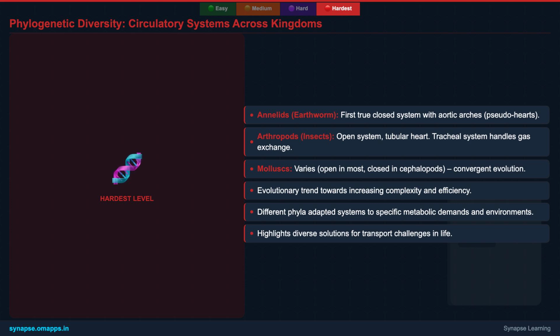Mollusks present a fascinating case of diversity. While most gastropods and bivalves have open systems, highly active cephalopods, like octopuses and squids, have evolved closed systems with accessory hearts, demonstrating convergent evolution for increased activity. This highlights how different evolutionary paths can lead to similar functional outcomes. Understanding these variations provides crucial insight into the adaptive strategies organisms employ to survive and thrive in diverse environments, each system optimized for its specific physiological context.